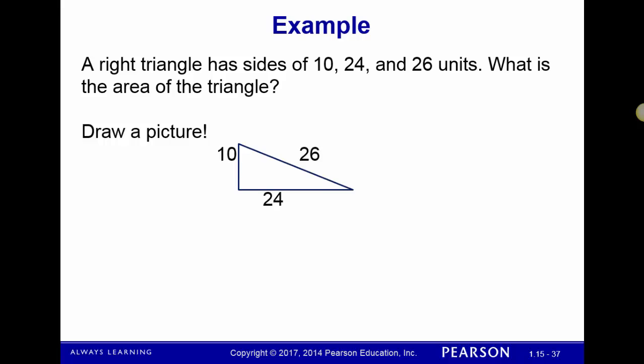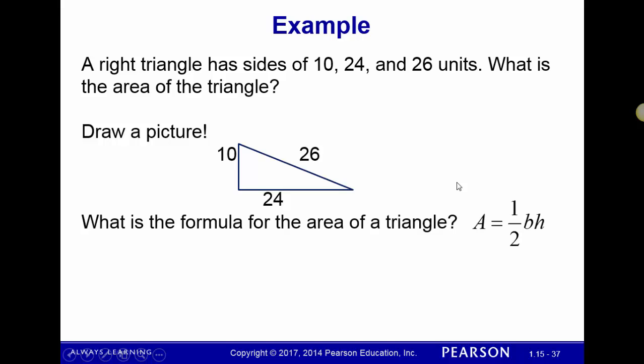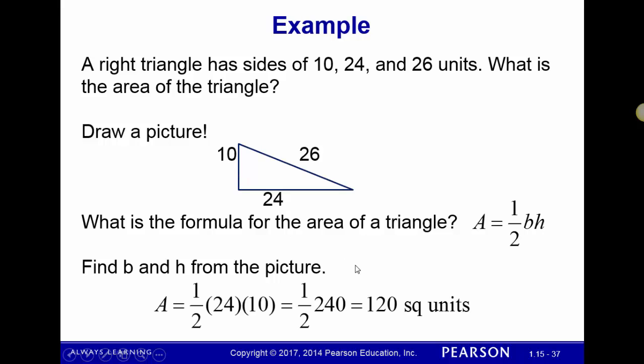I would draw a picture to orient myself. Right triangle means there's a right angle, and the longest side, the hypotenuse, is the side opposite that angle. So now I can see, and remember the formula for a triangle is 1/2 the base times the height. So I'm going to find B, 24, height 10, and I come up with 120 square units for that figure.